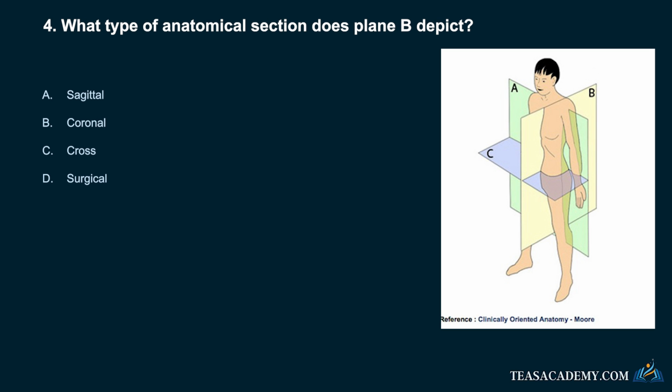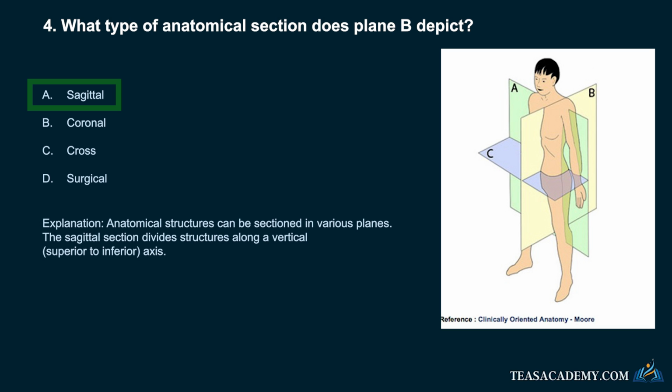4. What type of anatomical section does plane B depict? A. Sagittal. B. Coronal. C. Cross. D. Surgical. Correct answer, sagittal. Anatomical structures can be sectioned in various planes. The sagittal section divides structures along a vertical, superior to inferior, axis.